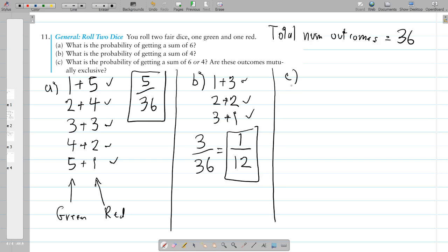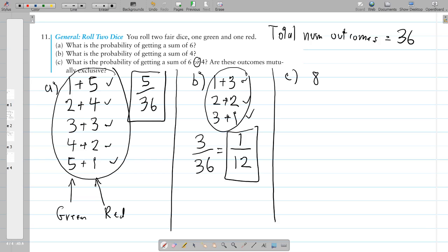Last one, C. Notice what it says. What is the probability of getting a sum of 6 or 4? So I want to count all the possibilities in A, all of these 5, and then also count those 3, because it says or. So in this case, for C, we get 5 plus 3, or 8 ways of getting a sum of 6 or 4, over 36. And then we want to simplify this, so we could divide 4 into the top and bottom. So this gets us to 2 over 9.